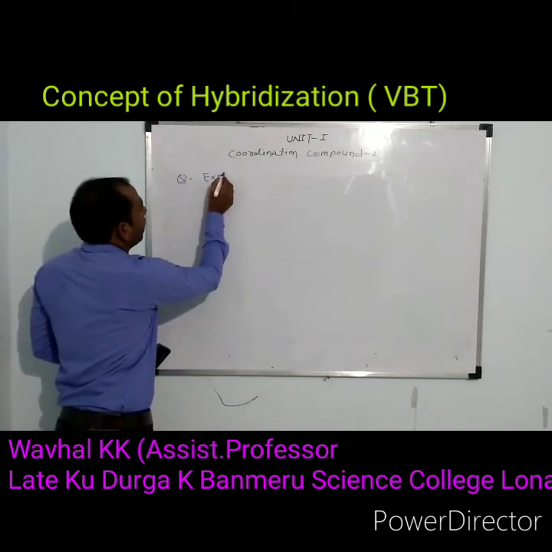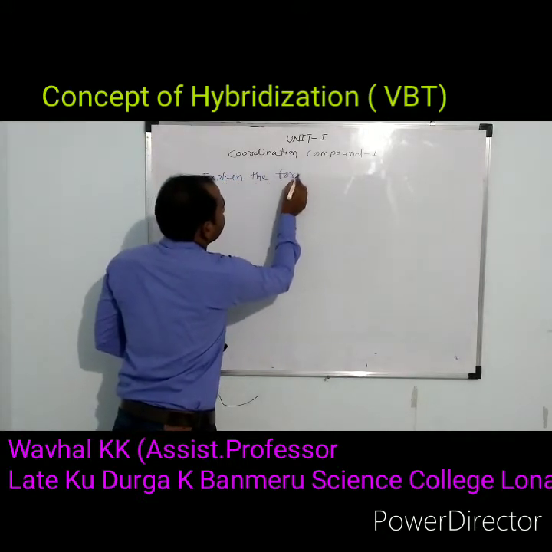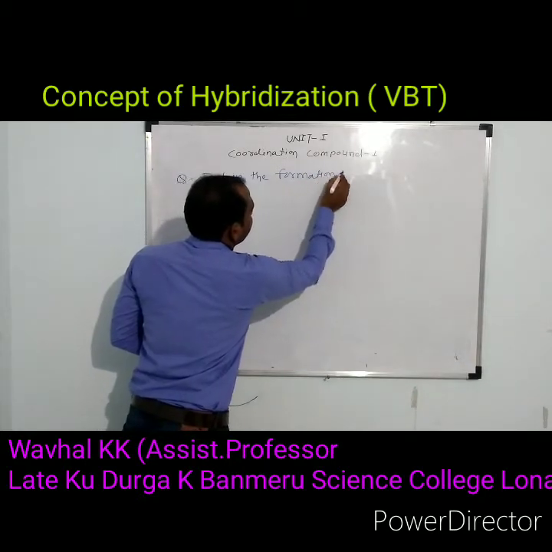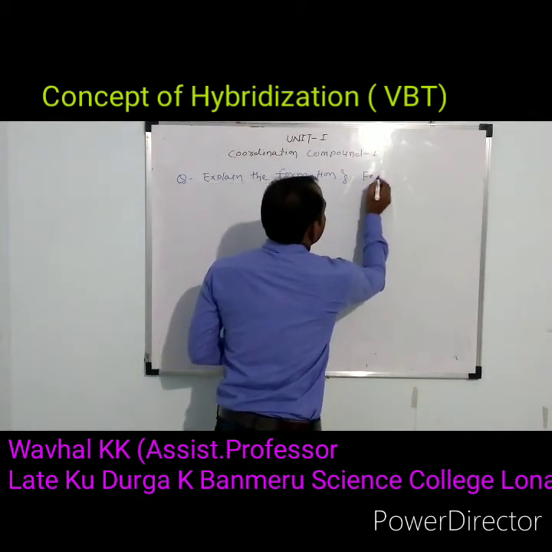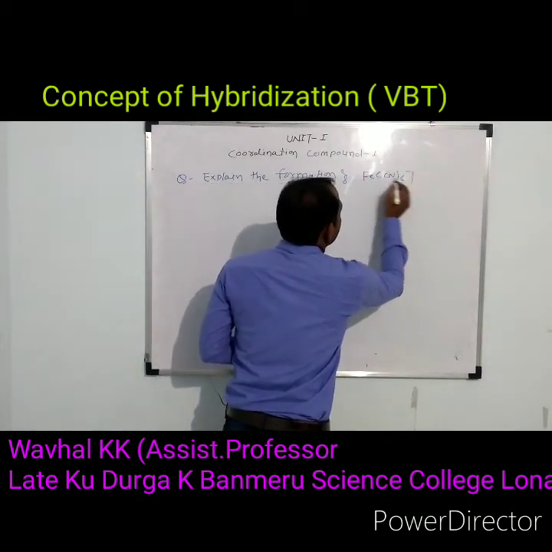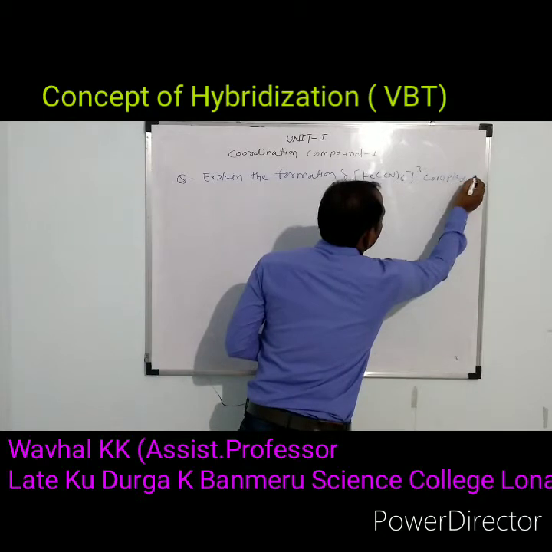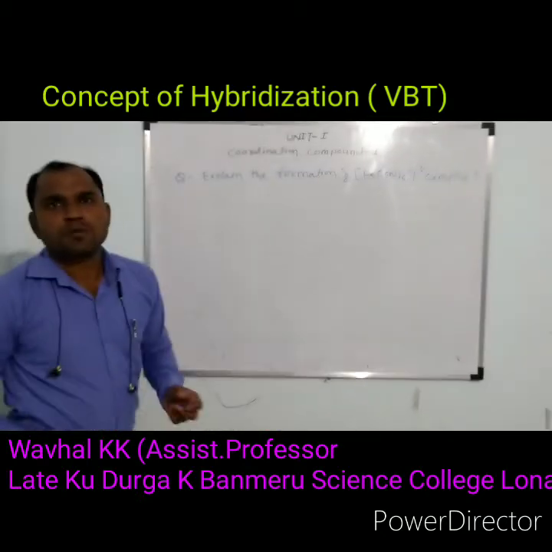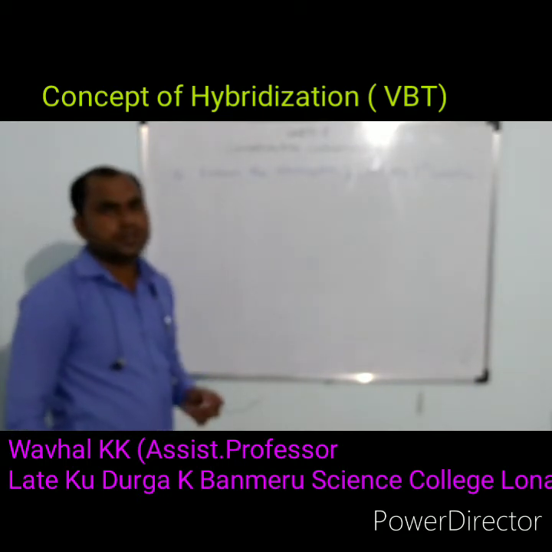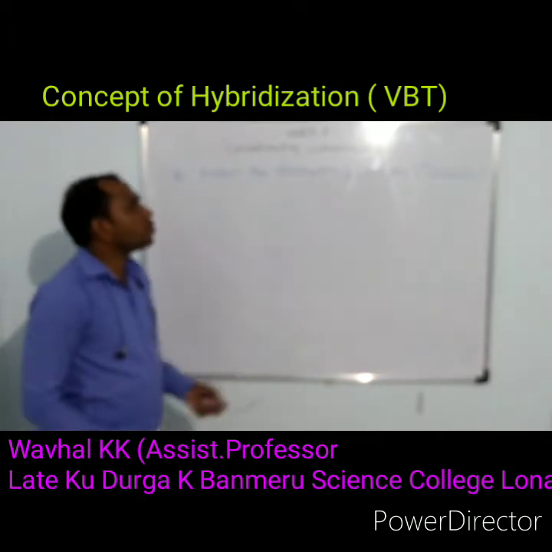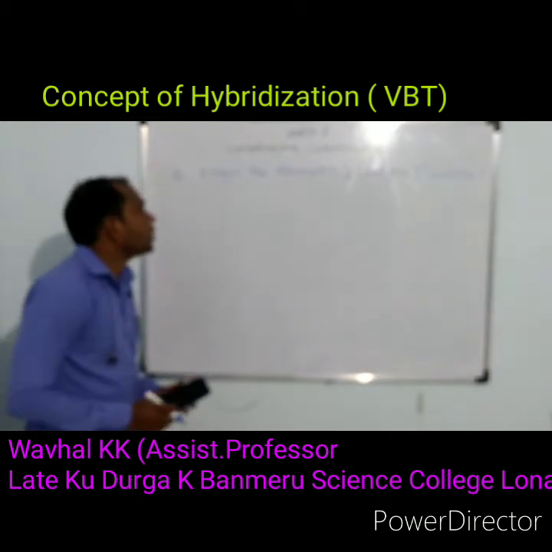The question is: explain the formation of the [Fe(CN)6]3- complex. This type of question is asked in the semester exam, 3rd or 5th semester examination. How to write the answer to that question, because this question is asked for 4 marks. So please see carefully.